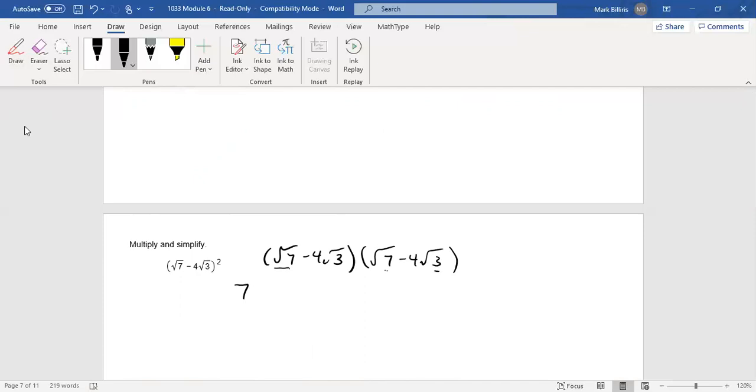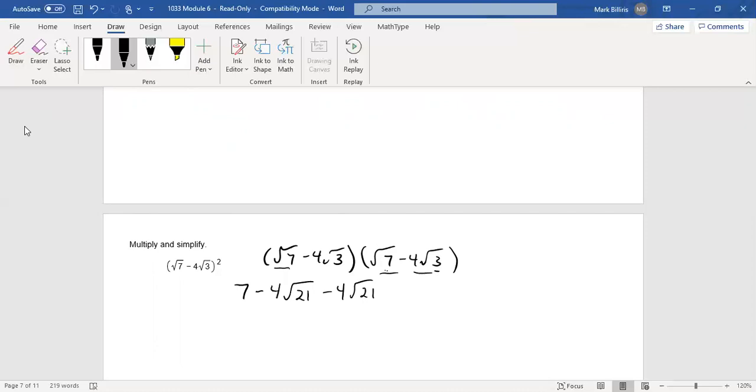Now when I multiply the square root of 7 times negative 4 square roots of 3, I get negative 4, and the square root of 7 times the square root of 3 is the square root of 21. Why is that still underneath the radical sign? Because remember, it only removed the radical sign when I multiplied the radical times itself. Next, I'm going to take -4 square roots of 3 times both of the terms on the right. So -4 square roots of 3 times the square root of 7 is -4, and the square root of 3 times the square root of 7, square root of 21.